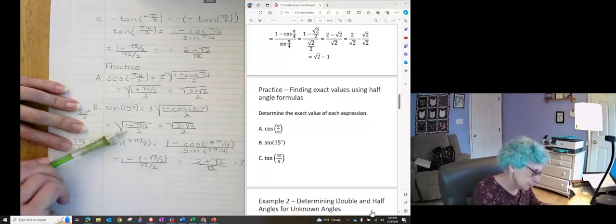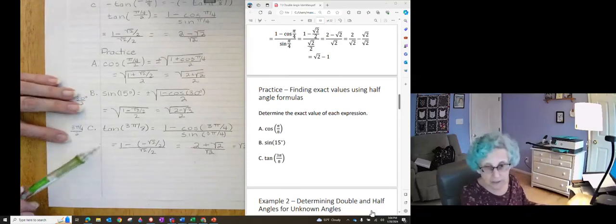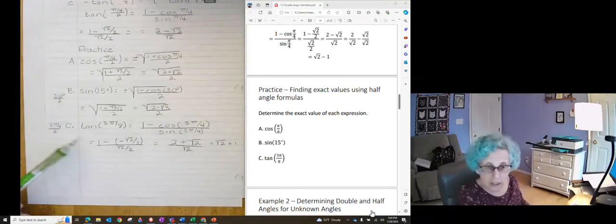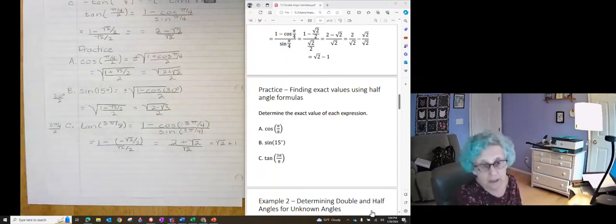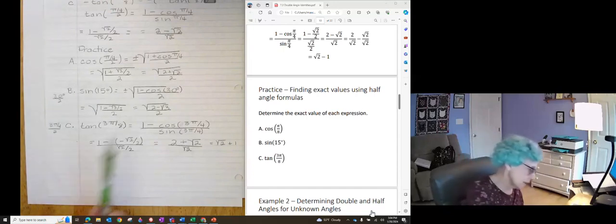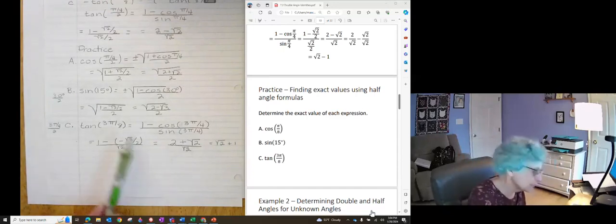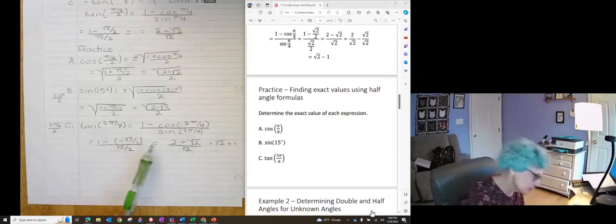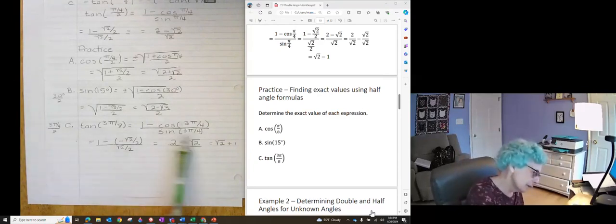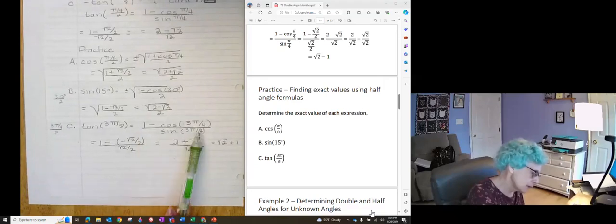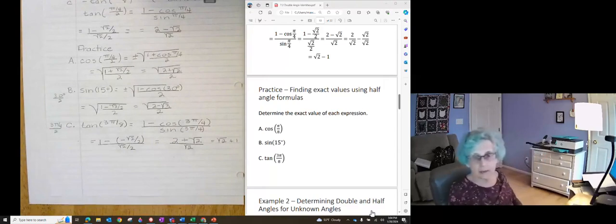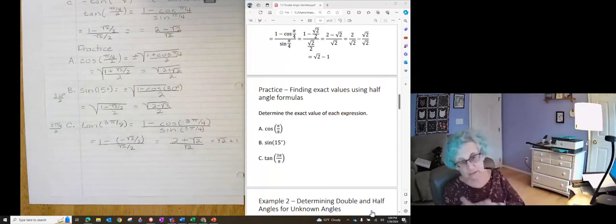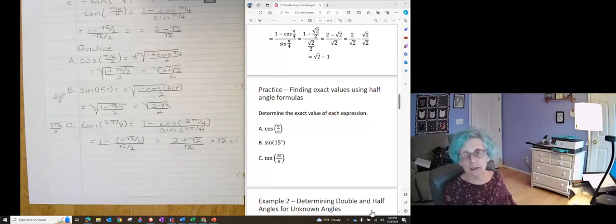And since it's in the first quadrant, sine is positive. I expect tangent of 3 pi over 8 to be a positive thing because 3 pi over 8 is less than pi over 2, so it's in quadrant 1. And yes, I have 1 minus cosine of 3 pi over 4 divided by sine of 3 pi over 4. So 1 minus a negative thing divided by a positive thing gives me a positive thing.